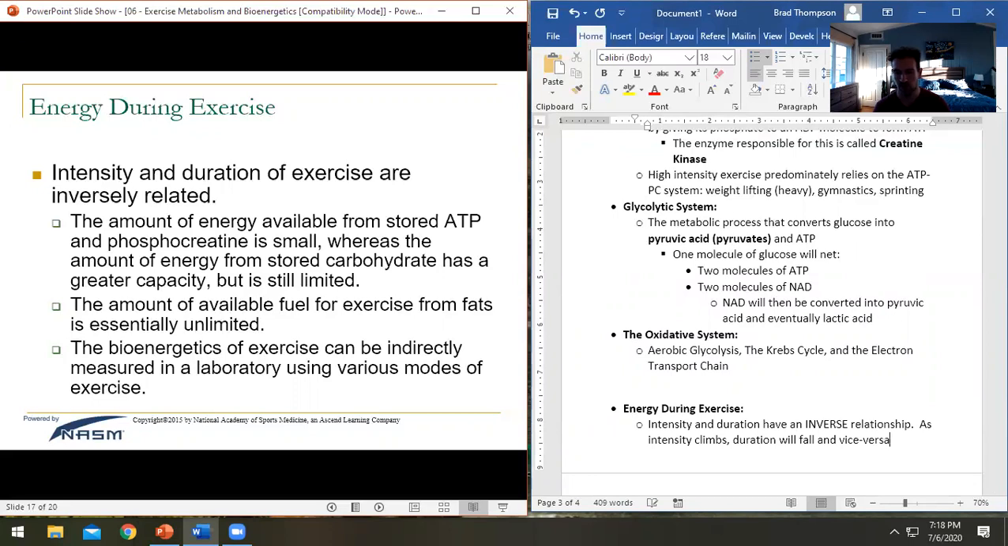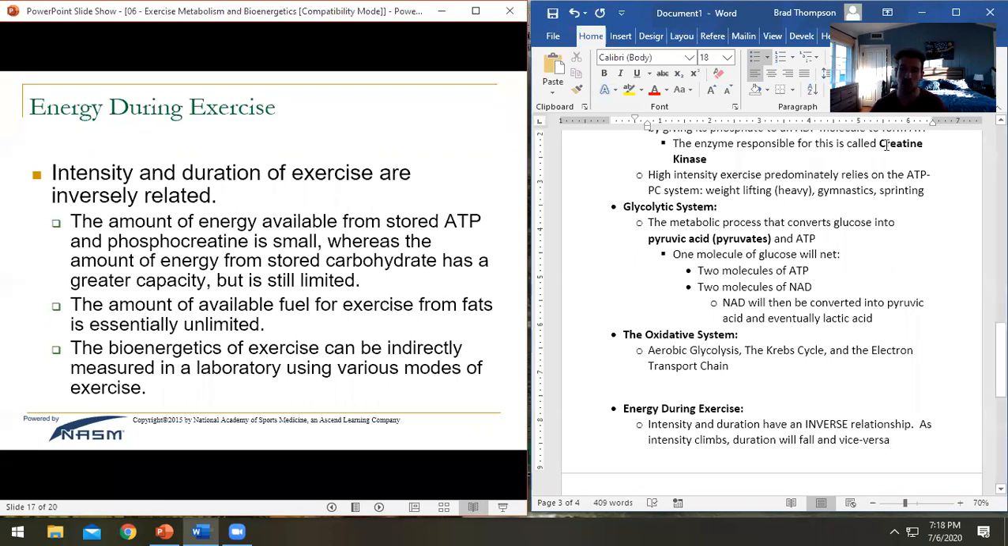So the amount of energy from stored ATP is pretty limited. You're going to run out of that pretty quick. That's why it only lasts about 10 seconds. Whereas the energy from carbohydrates has a super high capacity, but it is still limited. You've only got so much glycogen you can store on your body, but essentially the amount of energy that you have from fat is unlimited.